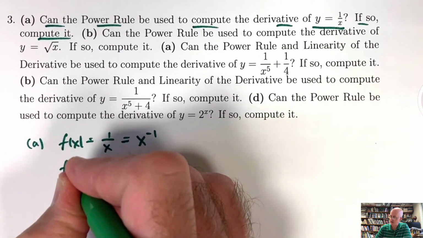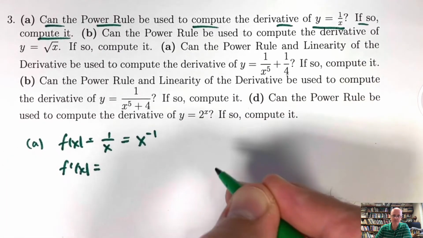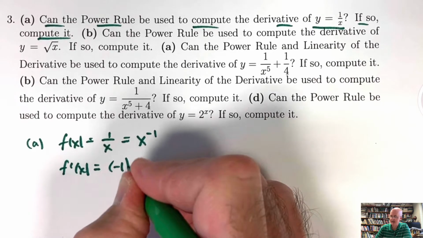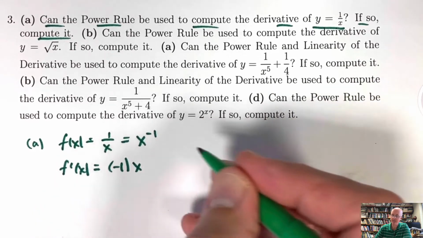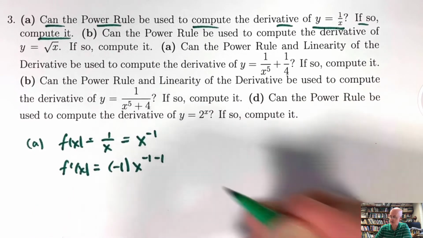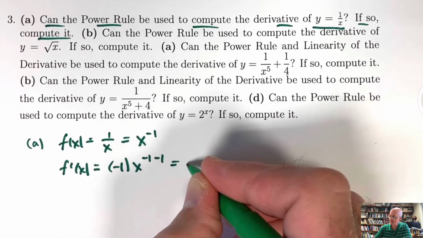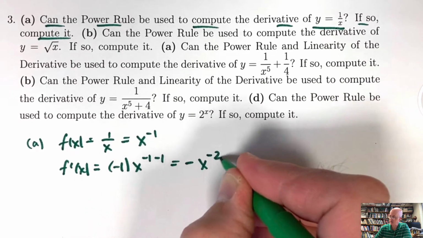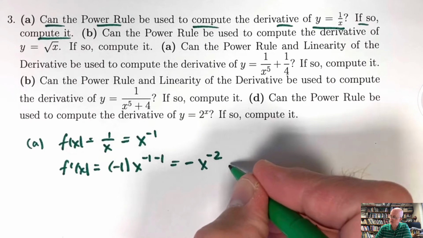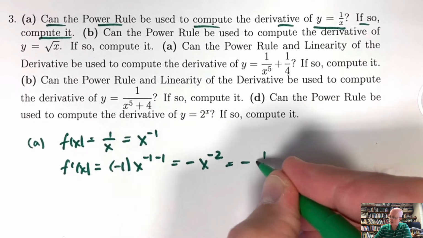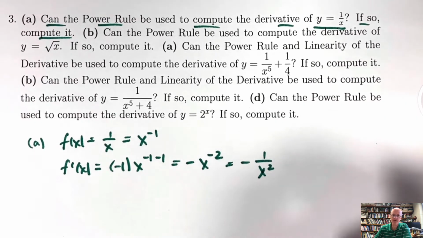Therefore, by the power rule, its derivative is n, -1, times x to the n minus 1, -1 minus 1 power. Simplify that a little bit. It's negative x to the -2. That is the answer. You also can write that as -1 over x squared by definition of negative exponents.